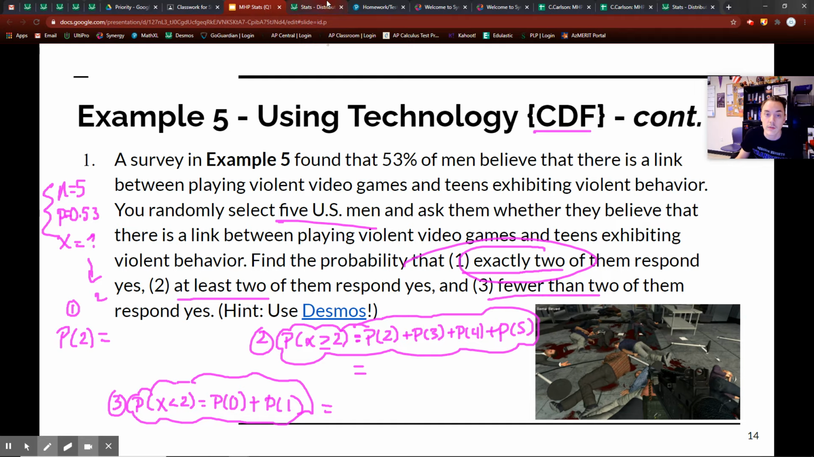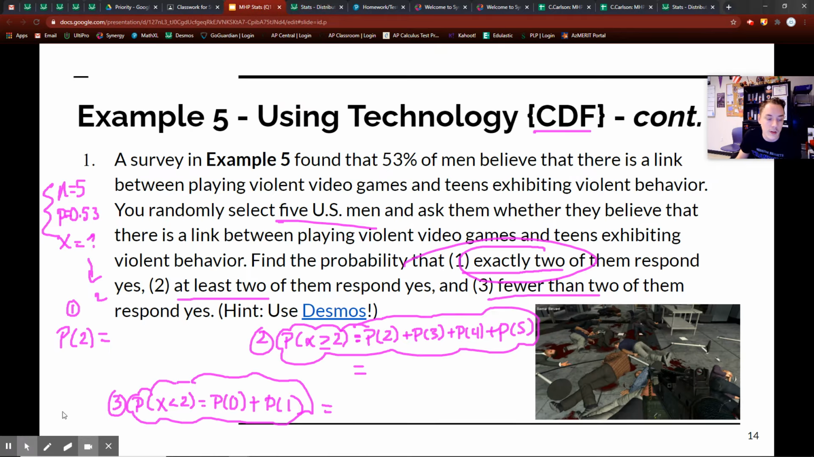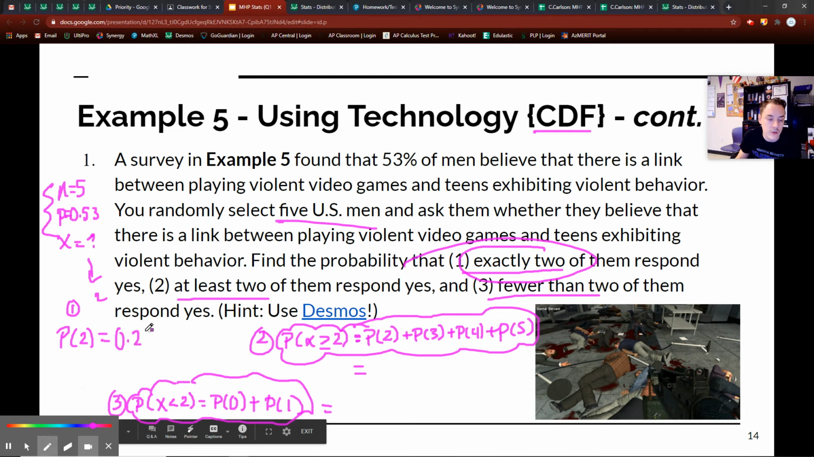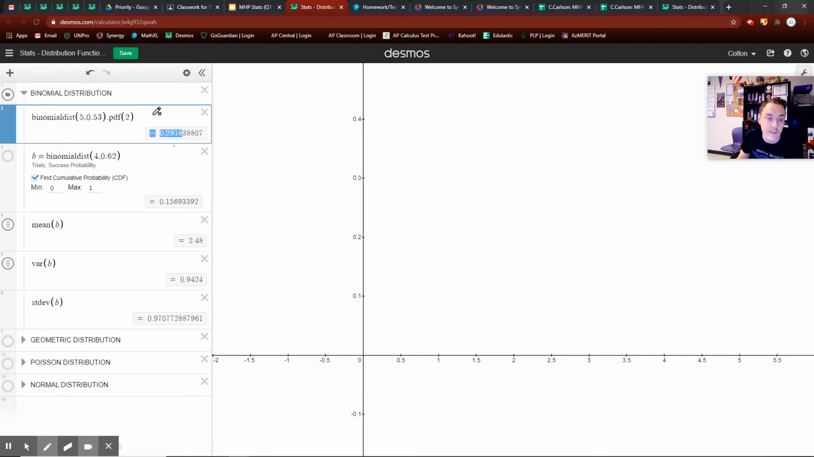Okay, so now let's go back. Let's change this to 5. Notice how I'm on my PDF function. I changed this to 5.3, and then exactly 2. I already got 2. Awesome. So what's my probability? 0.2916. Sweet. That is my probability. Found it right here. That's all I need. PDF function. Boom.